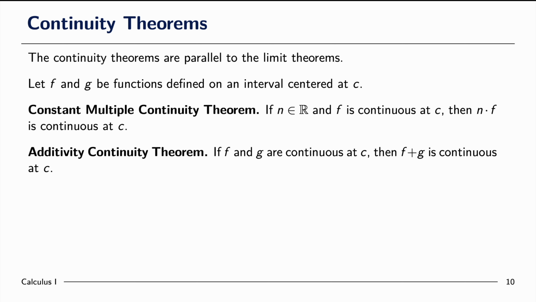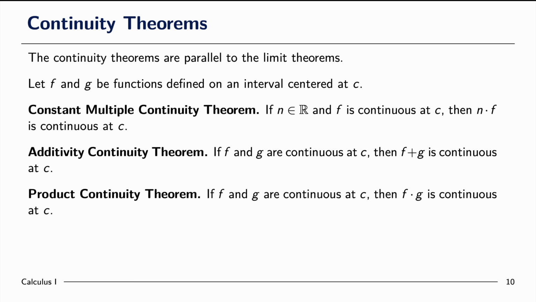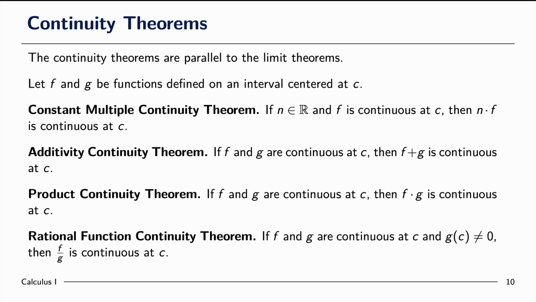We also have the additivity continuity theorem, which states that if f and g are continuous at c, then f plus g is continuous at c. The product continuity theorem states that if f and g are continuous at c, then f times g is continuous at c. And the rational function continuity theorem states that if f and g are continuous at c, and g of c is not equal to 0, then f divided by g is also continuous at c. I won't prove these theorems, but you can prove them quite easily using their corresponding limit theorems.